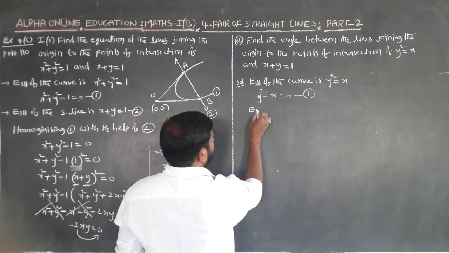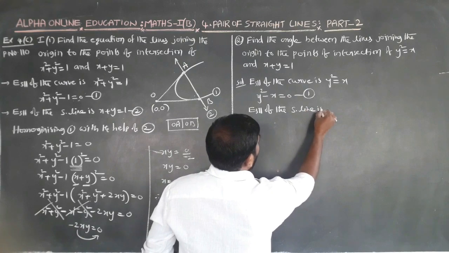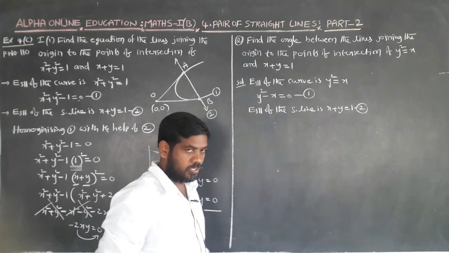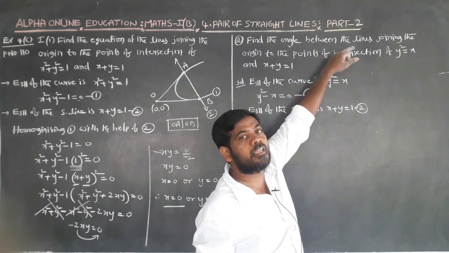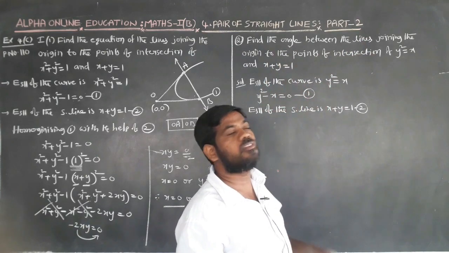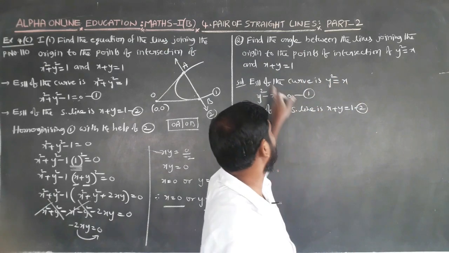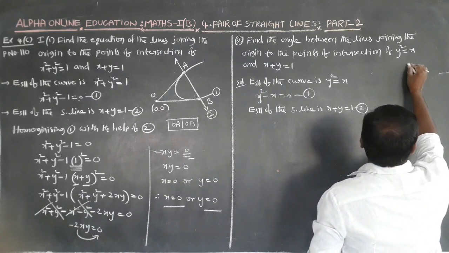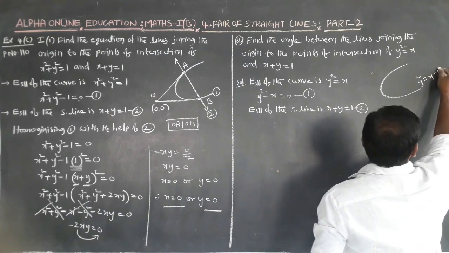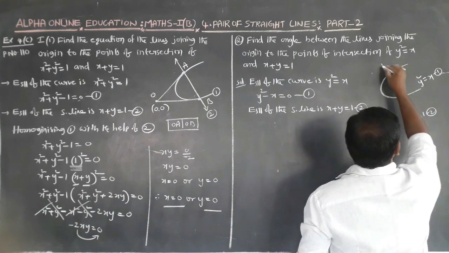Next one is the equation of the straight line: x plus y is equal to 1. Here find the angle between the lines joining the origin to the points of intersection of y square is equal to x and x plus y is equal to 1. This is the curve y square is equal to x. This is the line x plus y is equal to 1.